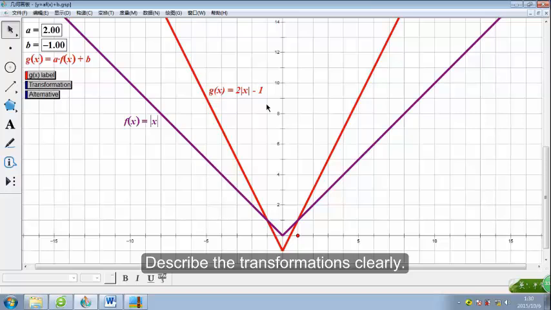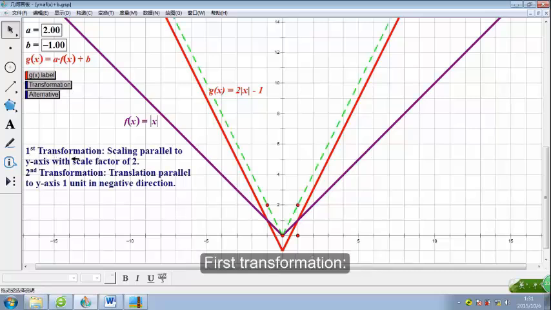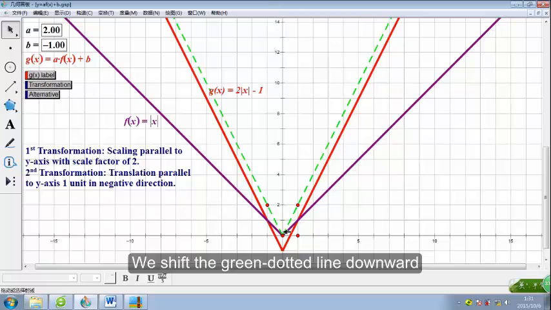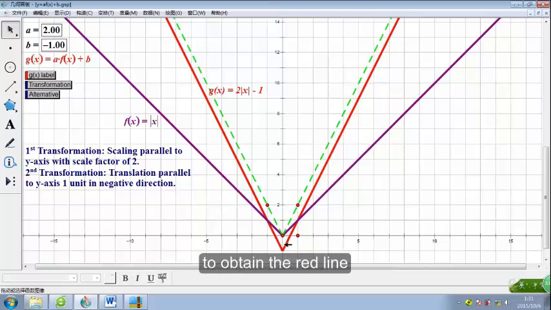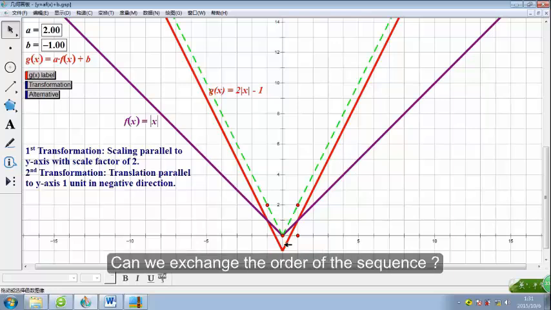Describe the transformations clearly. We observe that the transformations involve both scaling and translation, so we need to explain in two steps. First transformation, scaling parallel to y-axis with scale factor of 2. We multiply each y value by 2 to obtain the green dotted line. Second transformation, translation parallel to y-axis, 1 unit in negative direction. We shift the green dotted line downward by 1 unit to obtain the red line, which is the graph of g(x). Can we exchange the order of the sequence?